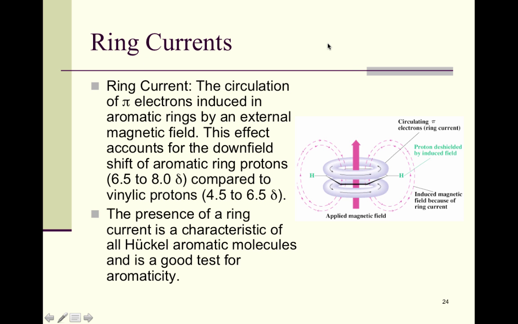The reason why benzene is so far downfield is because it makes its own ring current. The circulation of pi electrons induced in aromatic rings by an external magnetic field, this effect accounts for the downfield shift of aromatic rings from around 6.5 to 8, compared to the vinyl, which is around 4.5 to 6.5. The presence of the ring current is characteristic of all Huckel aromatic molecules and is a good test for aromaticity. This is a picture of the benzene ring and its own magnetic current that it actually displays because of that ring.